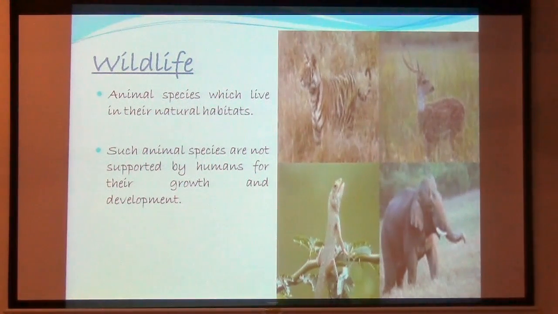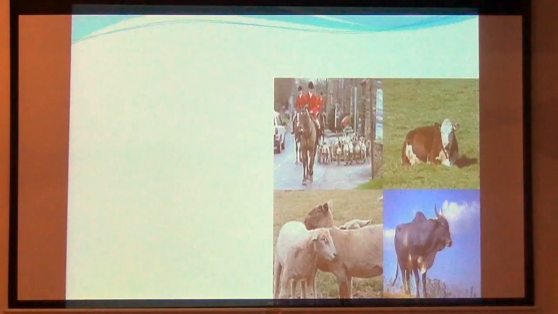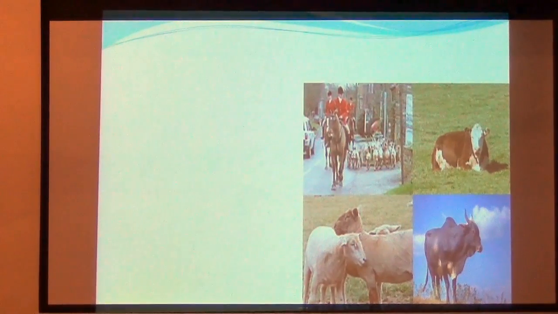But here is another important thing we need to understand: not all animal species live in the wild. There are certain animal species such as horses in the farms, cattle at home, and sheep in the farms. No doubt these animal species also originated in nature, but man has tamed them over a period of time, selected them for his purpose, and drawn different benefits from them, and man has been supporting their growth, their development, and their reproduction.